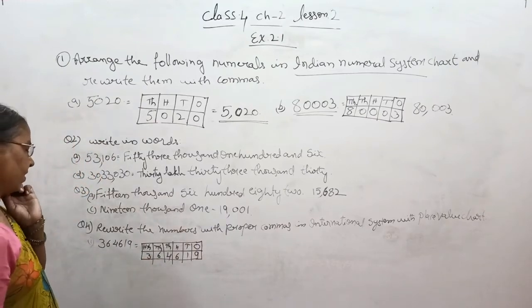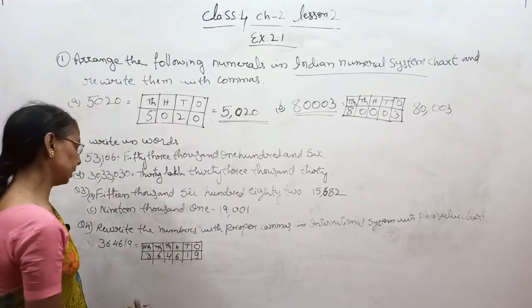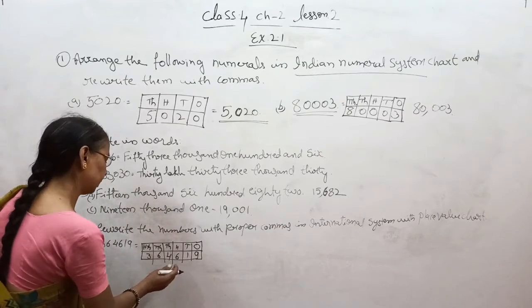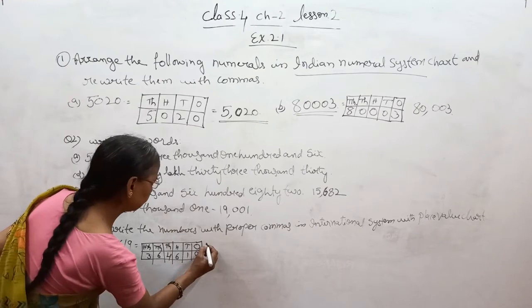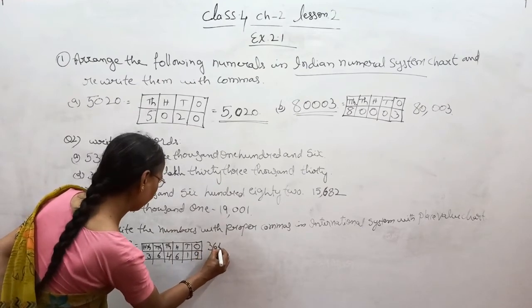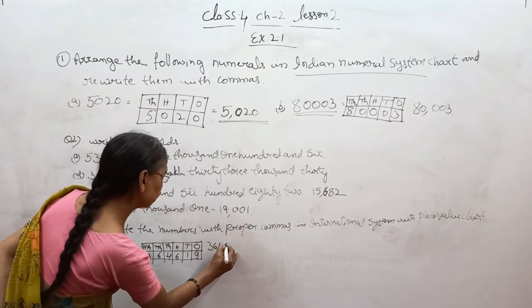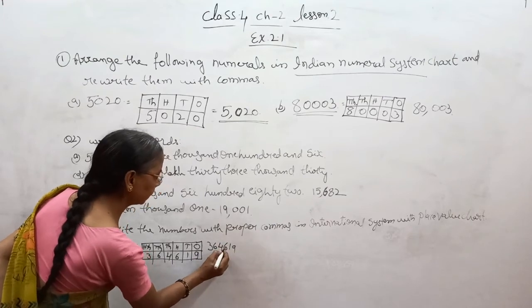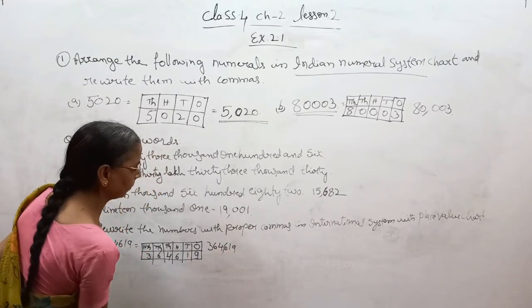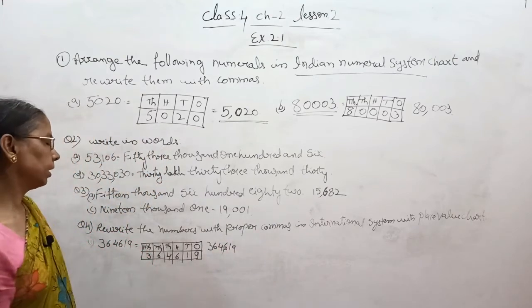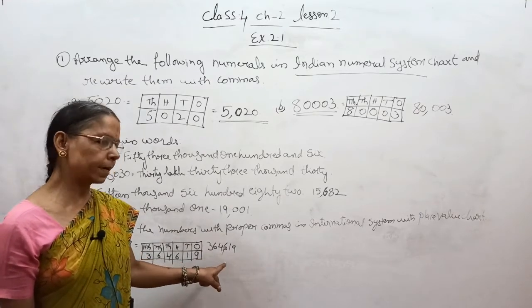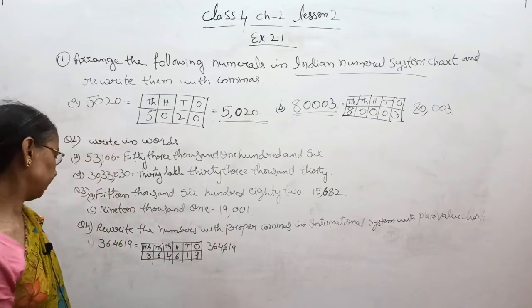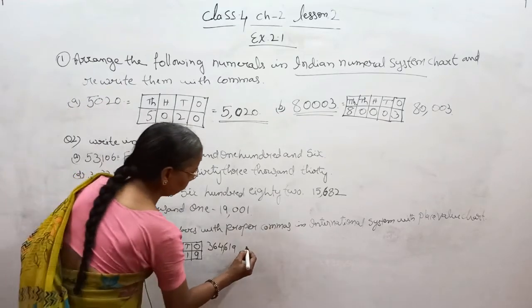Now easily we can put commas in this number. That is, after ones, tens, hundreds, we have to put a comma. After 6 and before 4 we have to put one comma. In this number we have only one comma, that is 364,619.